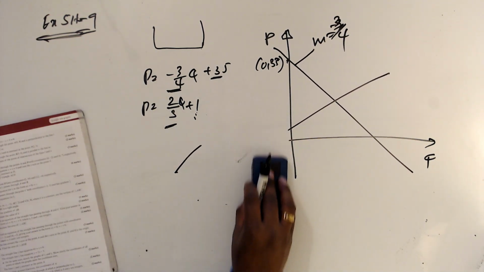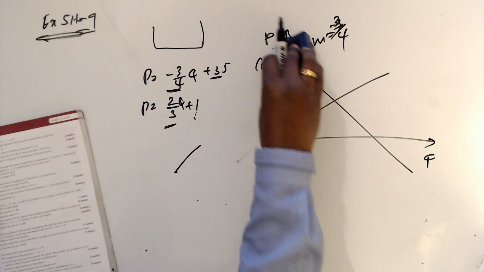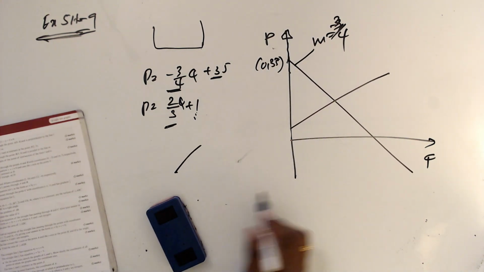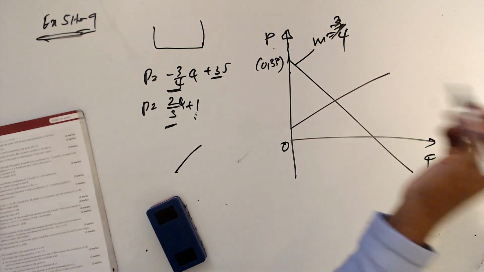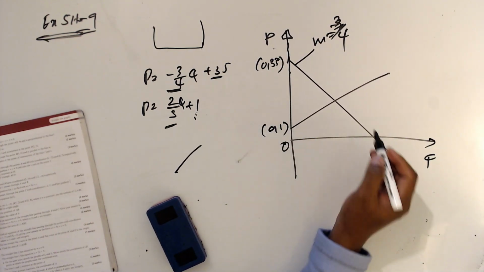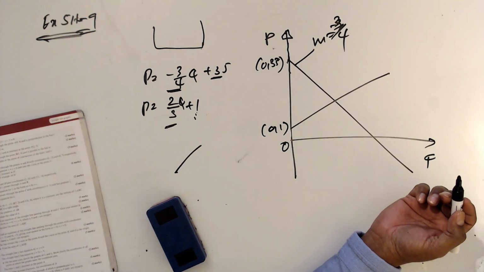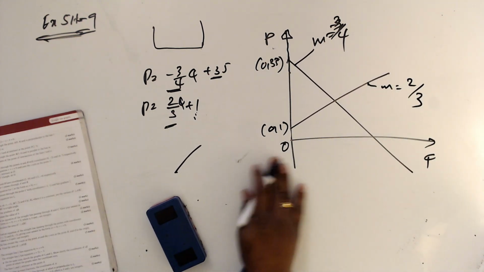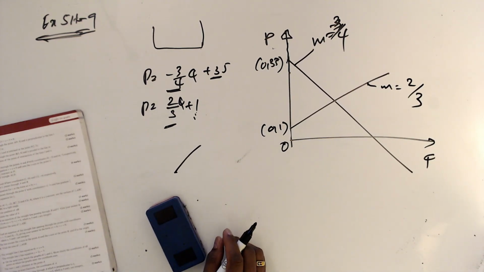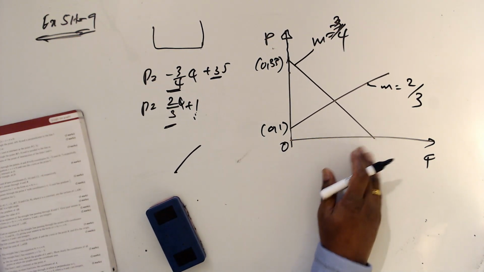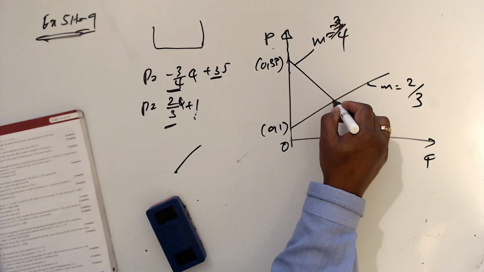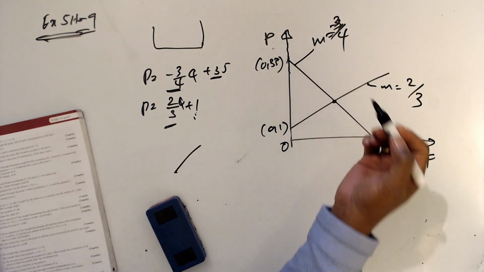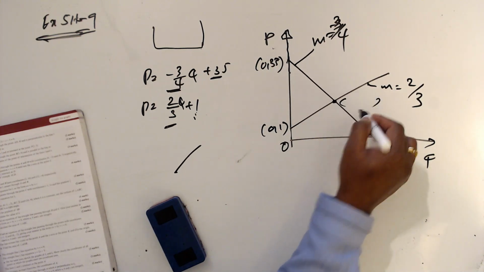I can't draw the graph to the left side because quantity can't be a negative value. So it should go from here. This is 0, 1. So this is the graph. The gradient is 2 over 3. Now we need to find the equilibrium point, where the curves meet, the intersection point.